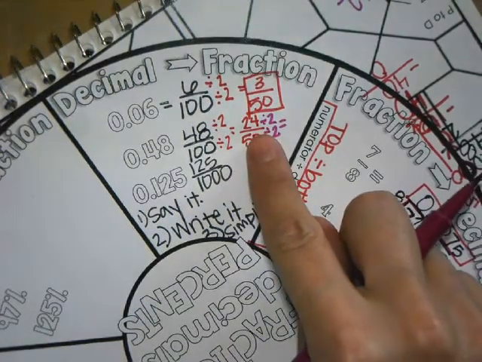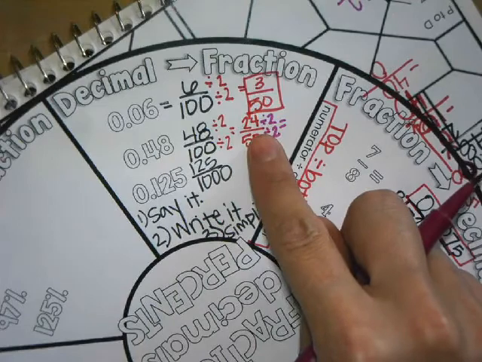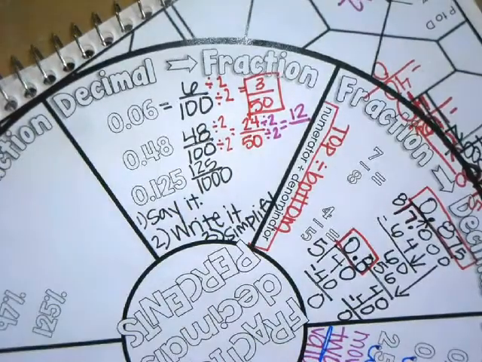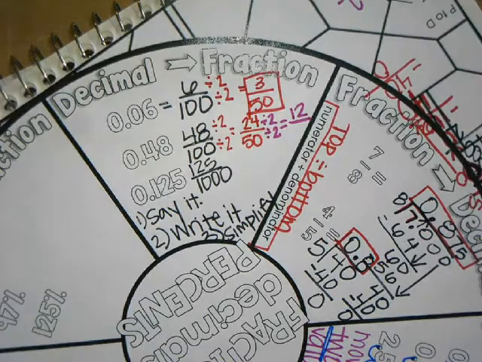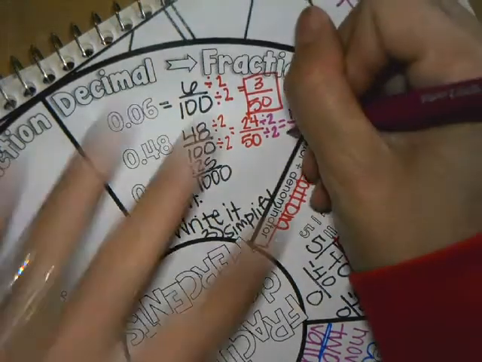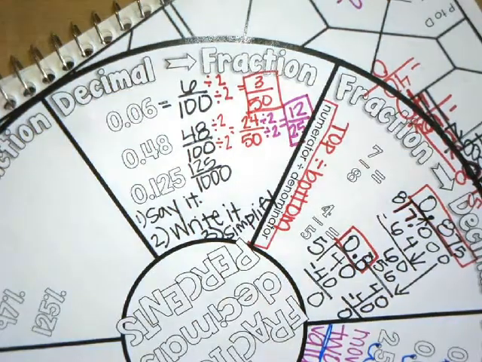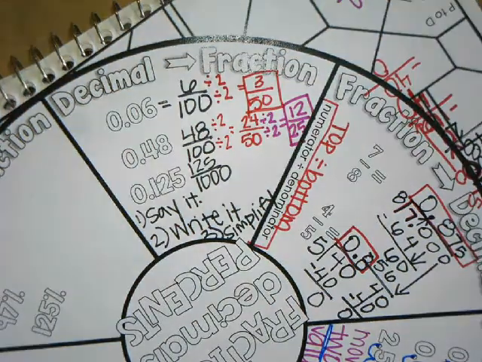Who can tell me what 24 divided by 2 is? Brady? 12. Who can tell me what 50 divided by 2 is? Noah? 25. Which means my answer is 12/25.